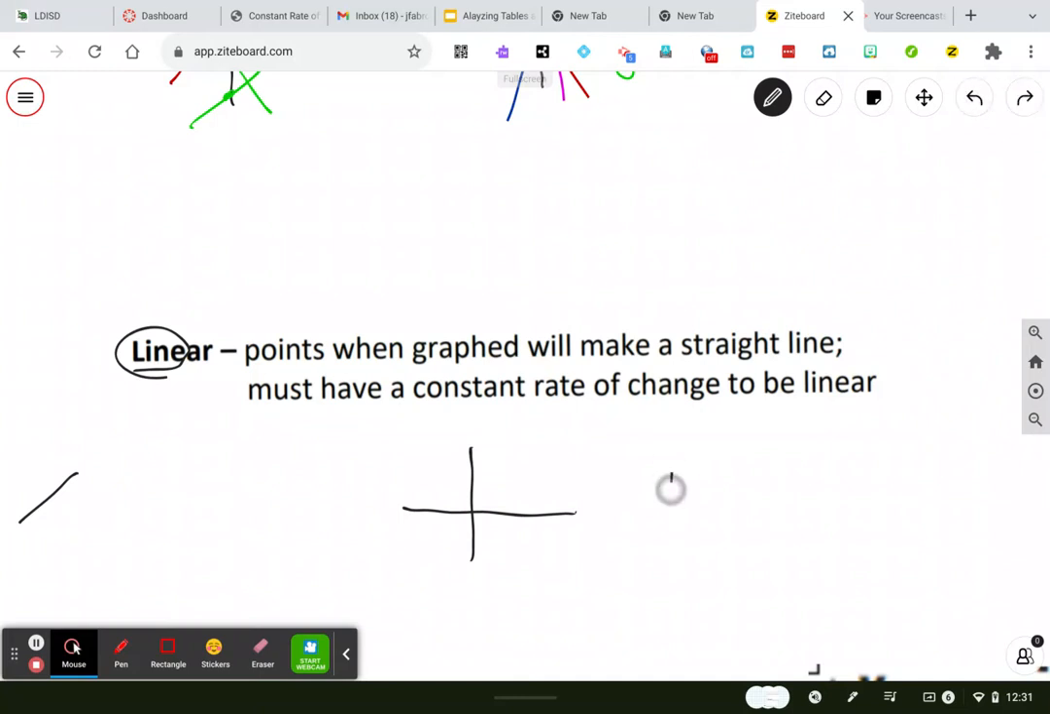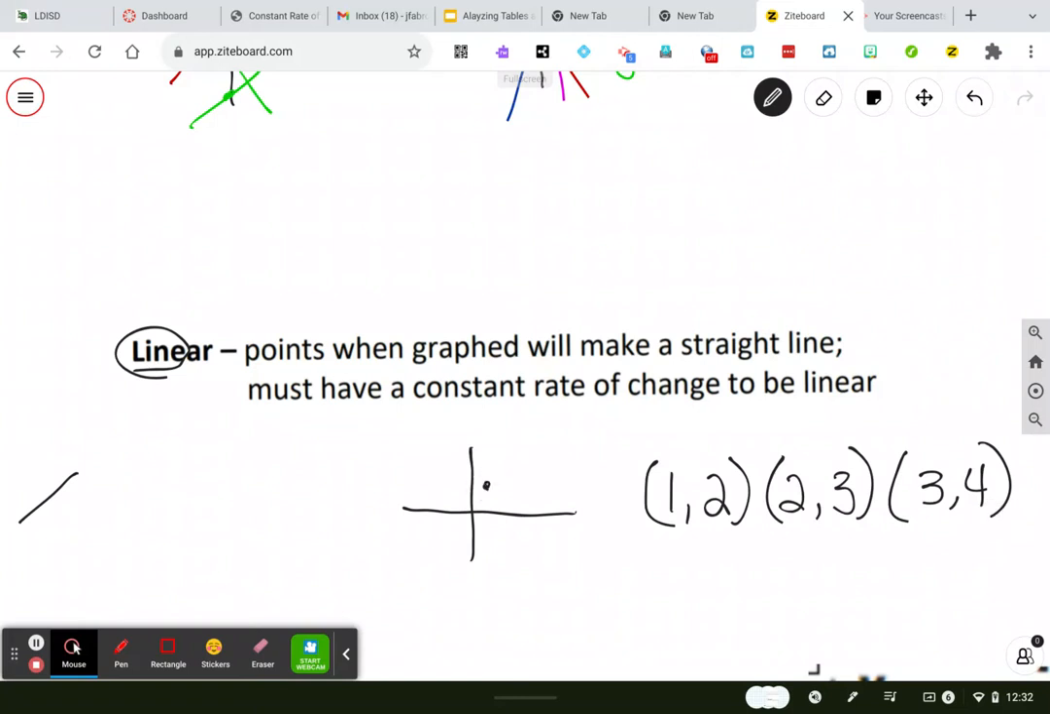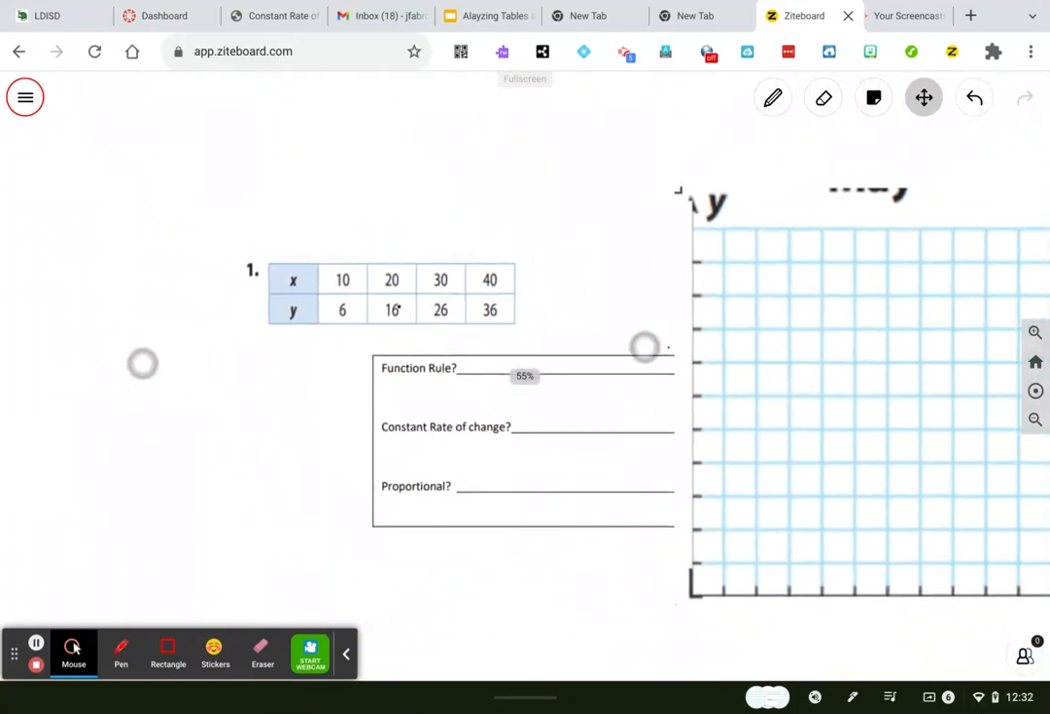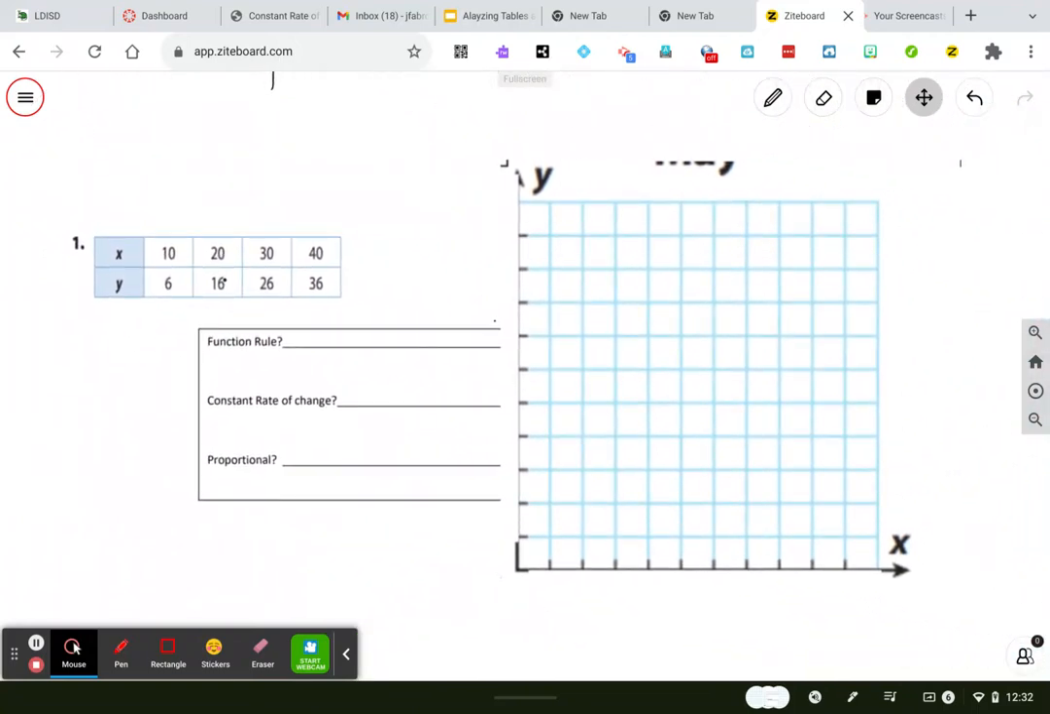If I were to graph those, I'd go over 1, up 2. There's the first one. Over 2, up 3. There's the second one. Over 3, up 4. That's what that means, is that they just connect to make a straight line. That's all it means.